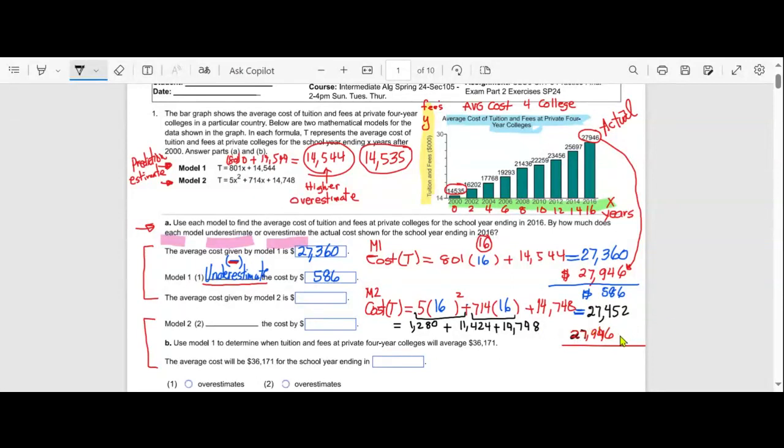I don't know why you guys are telling me that you get millions. I don't know where you get the millions from. Okay, now I got the estimate or the prediction. The actual was 27,000, right? So subtract this from this and tell me how much the difference is.